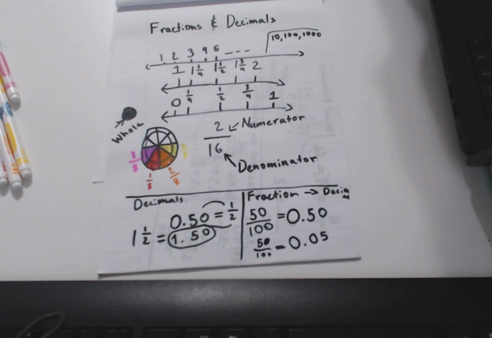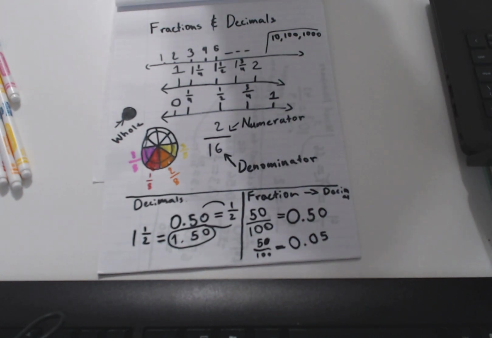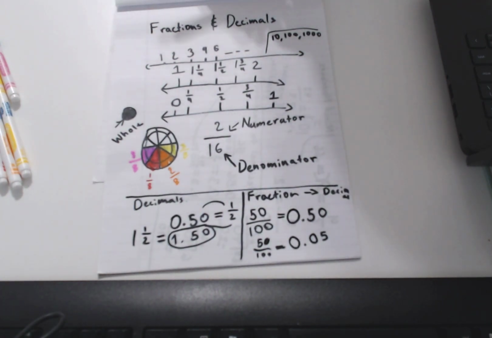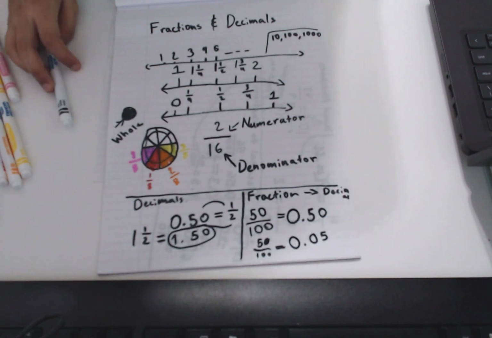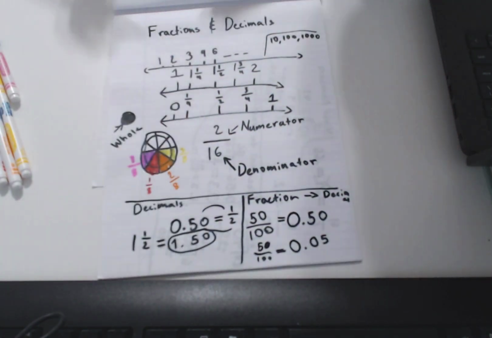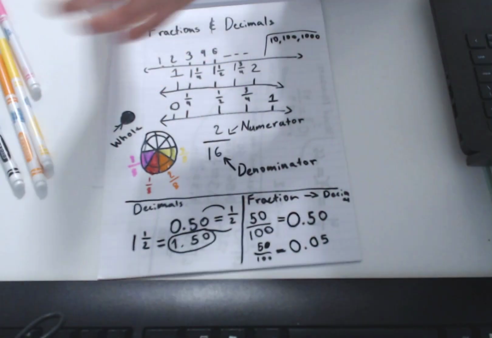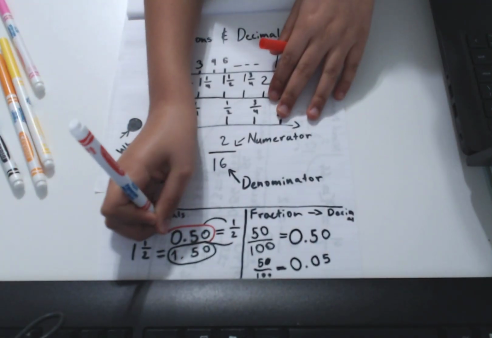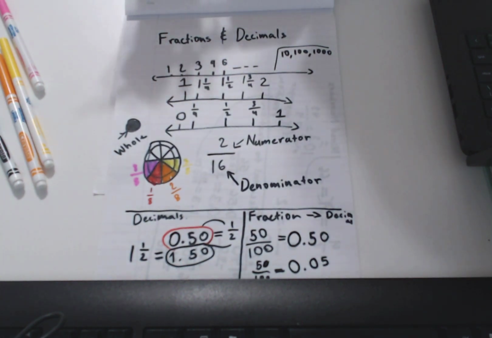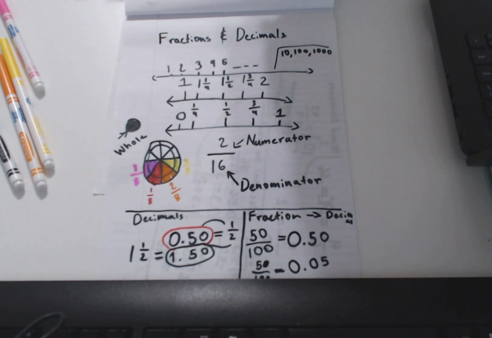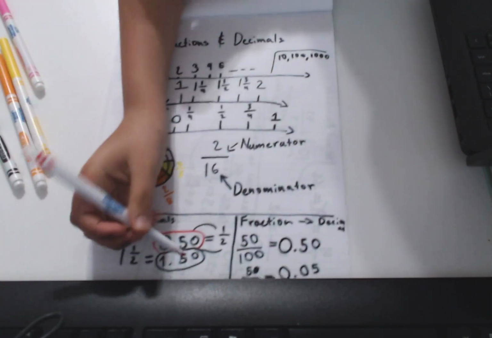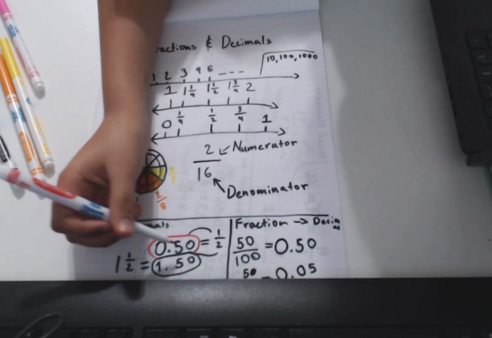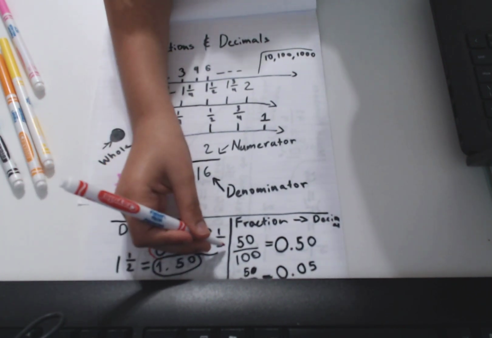Okay, moving on, decimals. If you understood fractions, this one will be easy peasy lemon squeezy for you. Okay, so you have 0.50. I'm just going to circle this in color. 0.50. That is a decimal. That is less than 1. This is 1/2, because 0.50 is equal to 1/2.